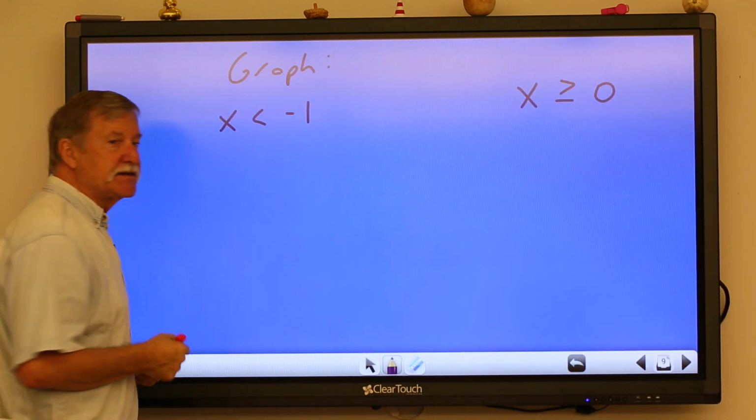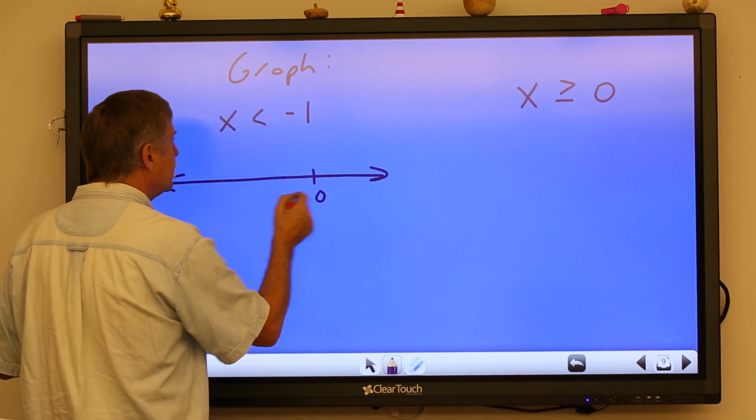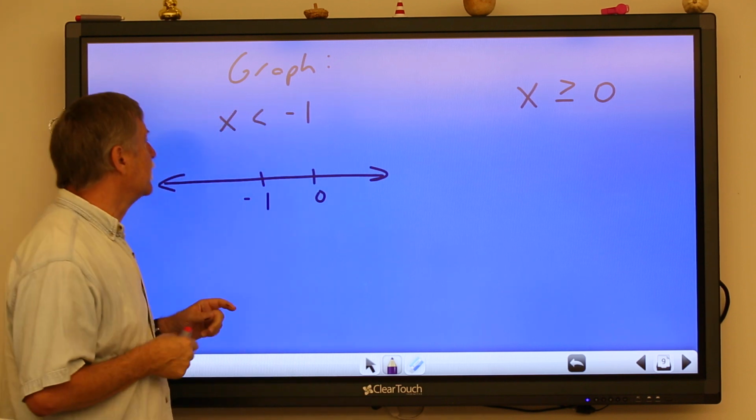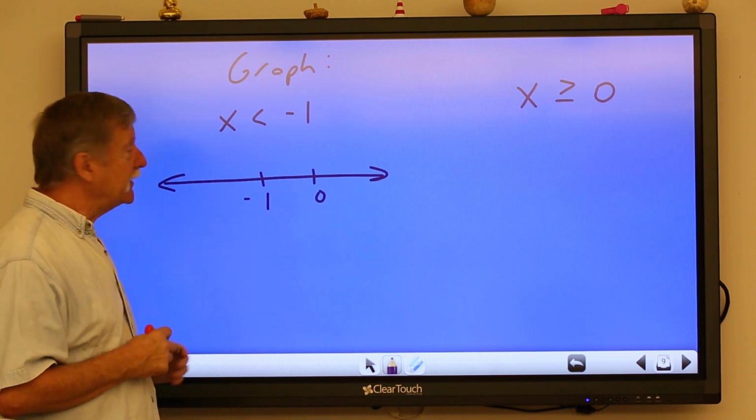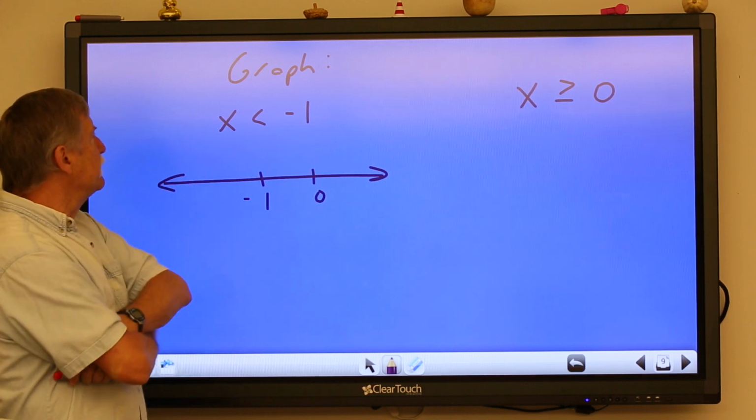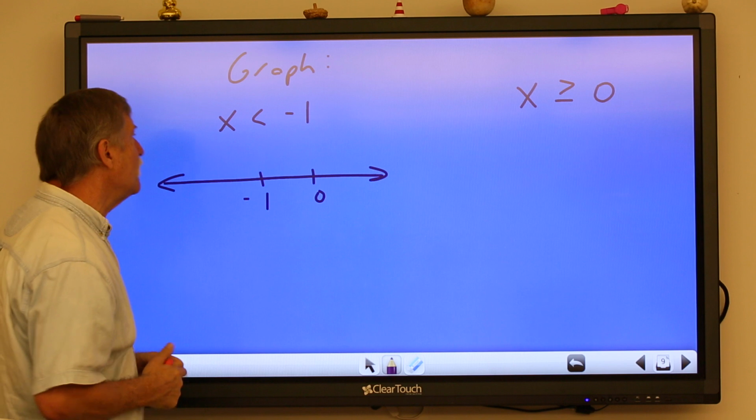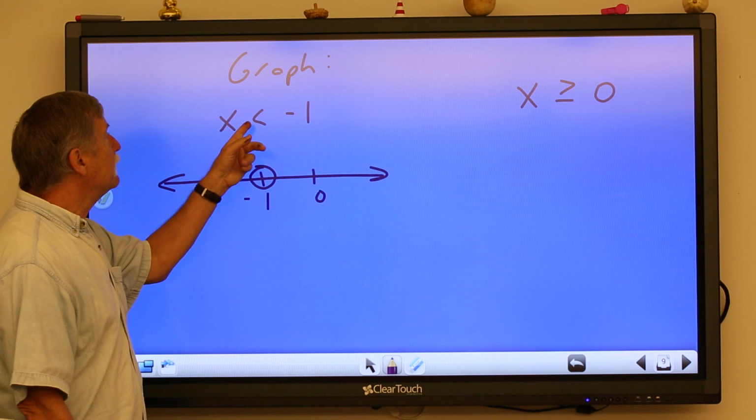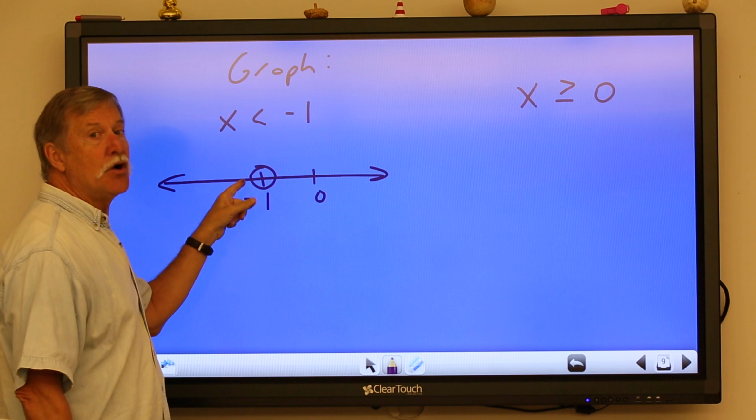Graph x is less than minus 1. Start off immediately with the number line, a 0 and a minus 1. You don't need to put in all the numbers, but those are the important ones. The 0, which is important in a number line, divides things in half. So that's how we start. And now we have to ask ourselves, do we do an open circle on minus 1 or a closed circle? You're right, it's an open circle because it is not equal to minus 1. We want what's less than minus 1, but not equal to minus 1. So that is the open circle.